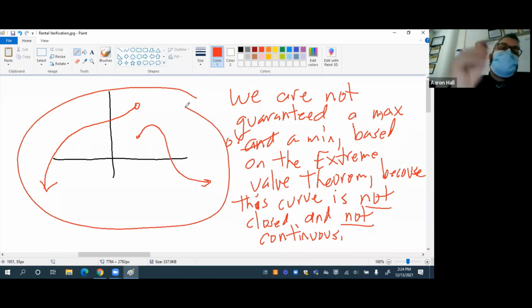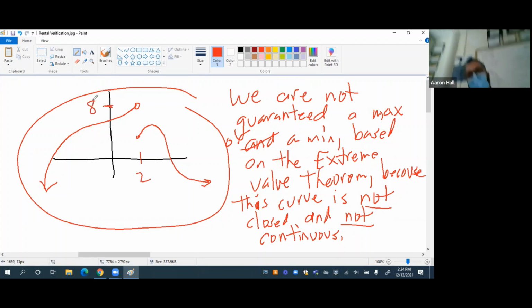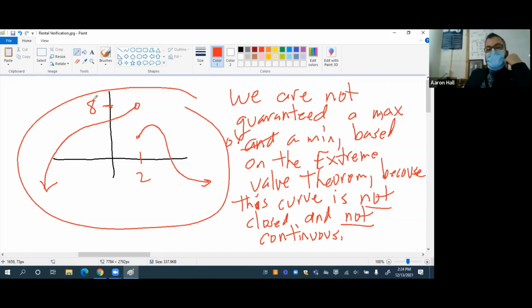Do we have a maximum point here? Yes, if we assume that the arrows go off and never end. So let's consider a global max. Do we have a global max? Let's say that this is, I don't know, 2, and this is, I don't know, 8. Do we have a global max? But we have a hole there, so would we just consider the point as any point approaching?